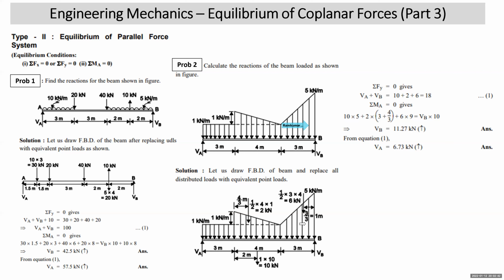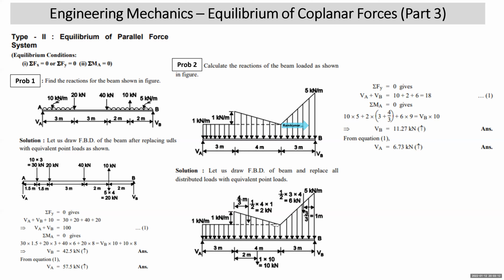This 1 kilonewton per meter is the rectangle. After that, you come to this triangle. This triangle intensity is 0 at the right hand and 1 kilonewton per meter on the left side. What will be the equivalent point load due to triangular loading? Arrows are downward, so the equivalent point load will be downward. What is the area of the triangle? Half into 4 into 1. This is 2 kilonewton. Where does it act? At the centroid of this triangle. The centroid of this triangle is at B by 3, 4 by 3. Done.